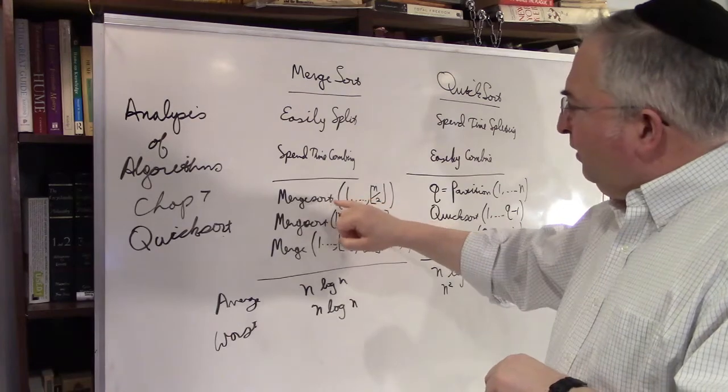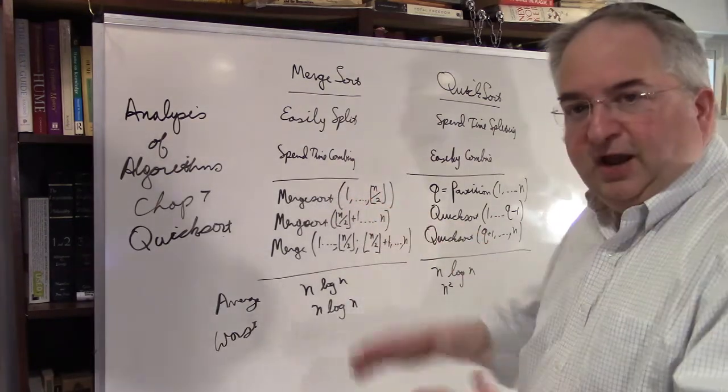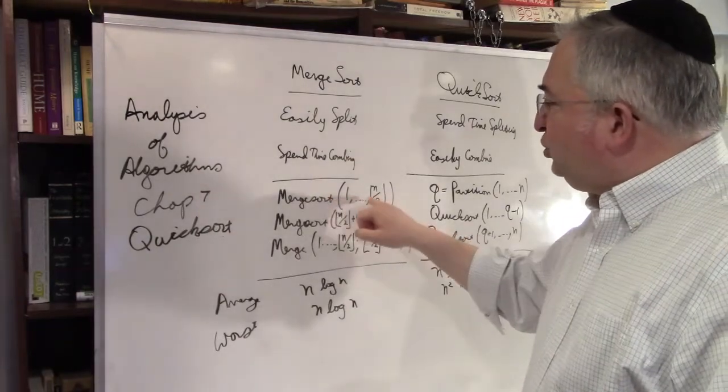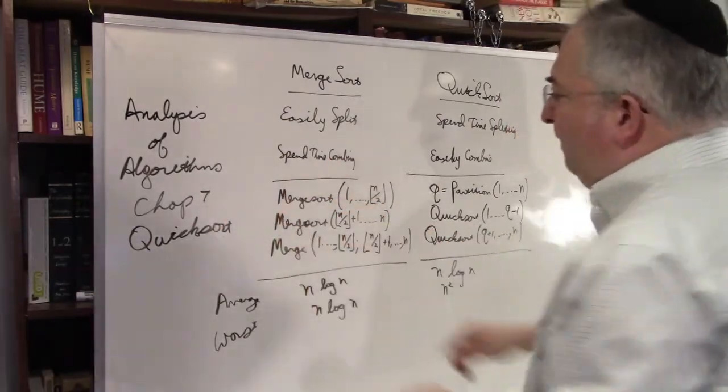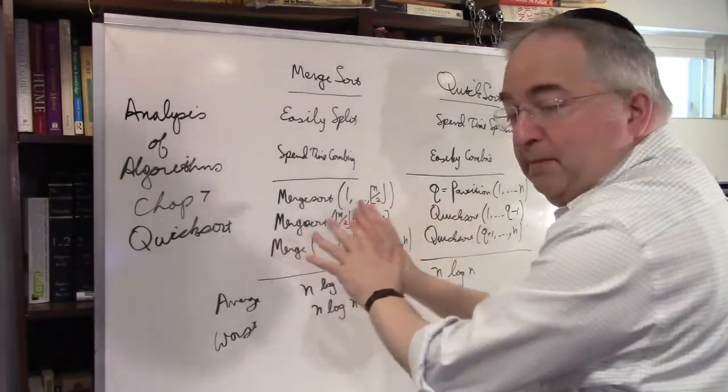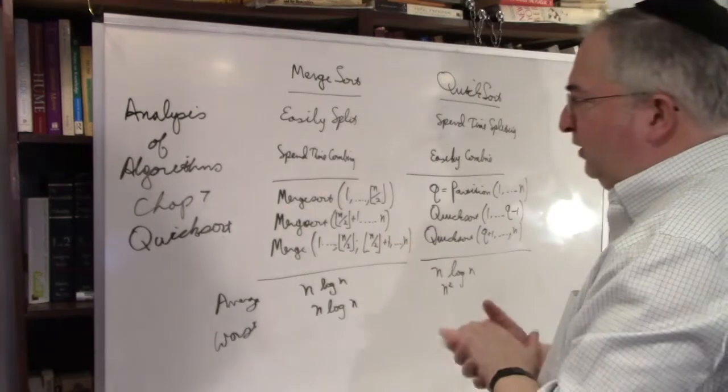In merge sort, you just chop the numbers into half, n over 2. If you have an odd number, n over 2 floor. Sort the left side, merge sort the right side, and then slowly merge them together. That's what that line is all about.